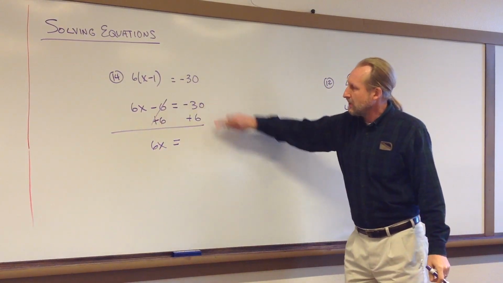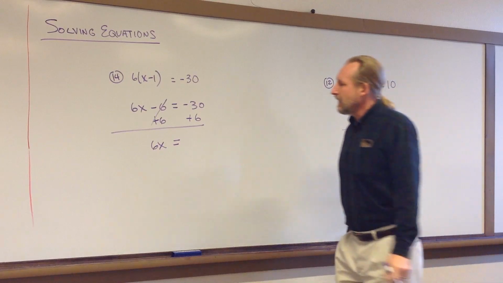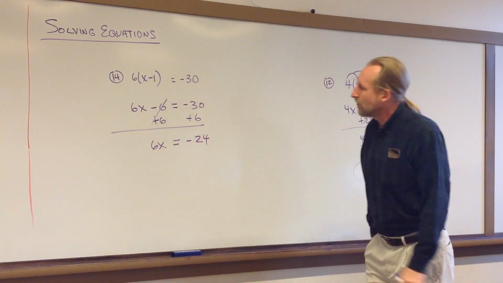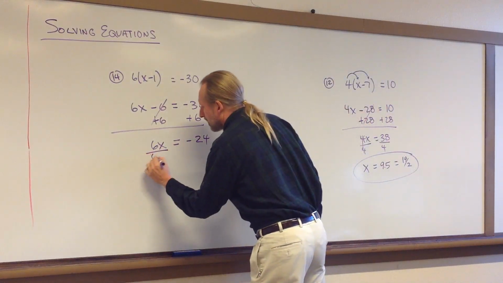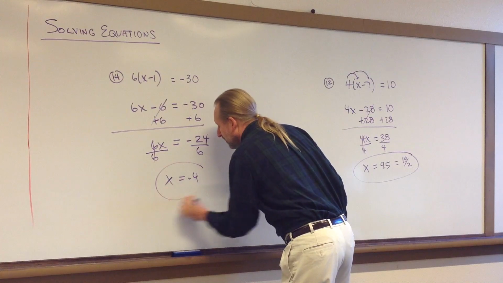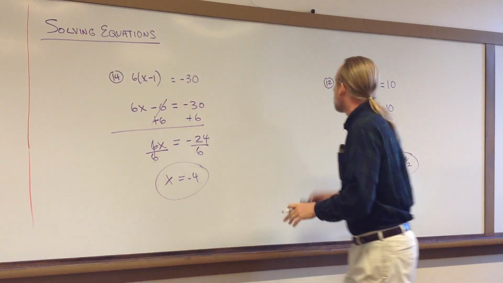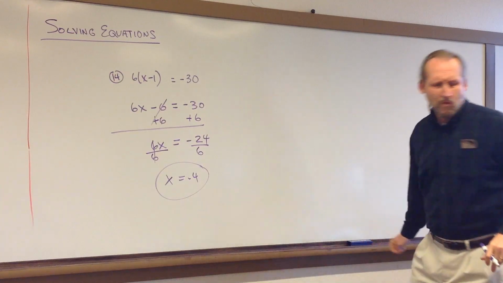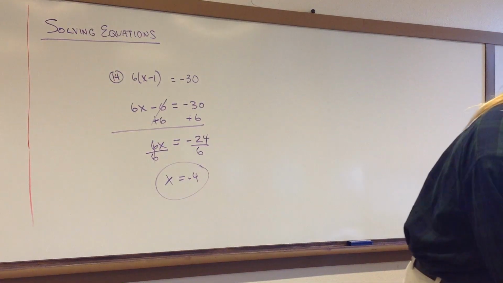Be careful with this calculation here. Negative 30 and positive 6 will make negative 24. And then if we divide on both sides by 6, x ends up being negative 4. Okay.